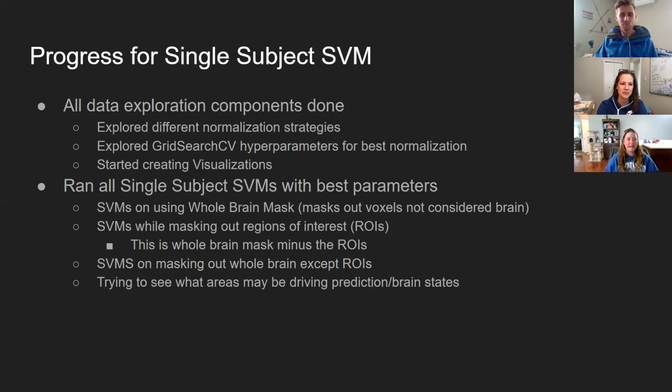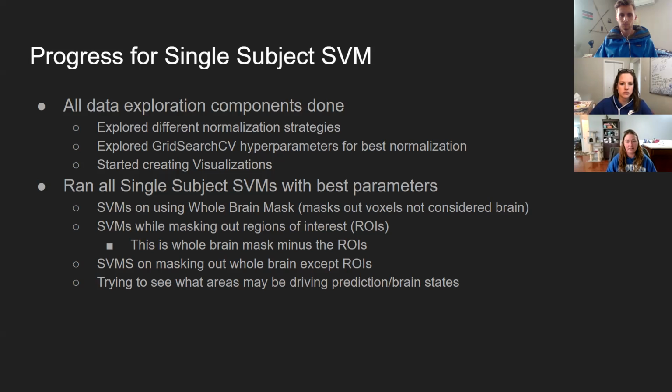I'm going to talk a little bit about the progress for single subject, because that's the pipeline I've been working on. So far, all data exploration components are done. I explored different normalization strategies, did a grid search CV once I found the best normalization, and started creating visualizations for the exploration. I have run all single subject SVMs with the best parameters. I've used whole brain masks, which mask out voxels not considered in the brain.